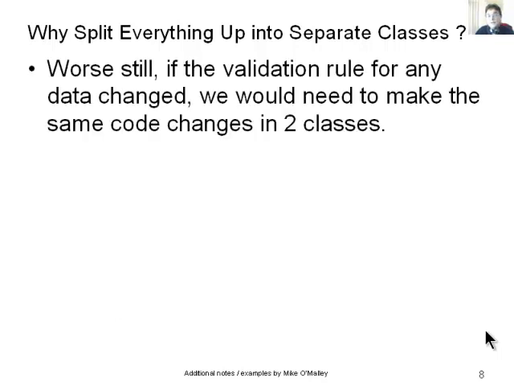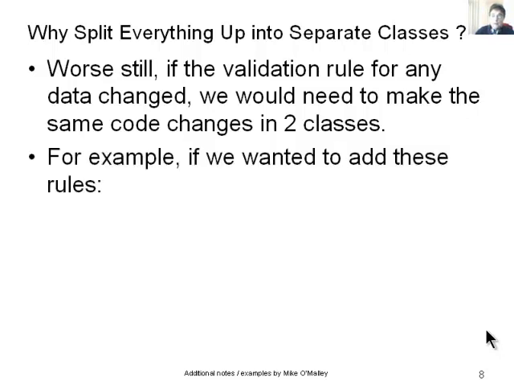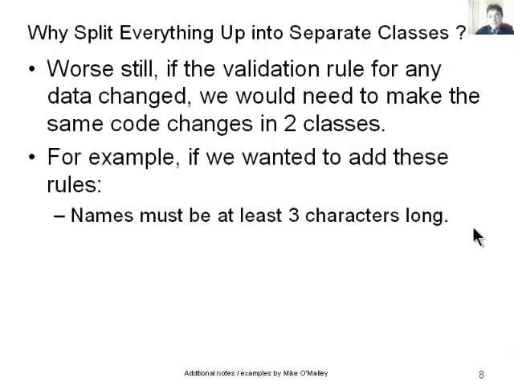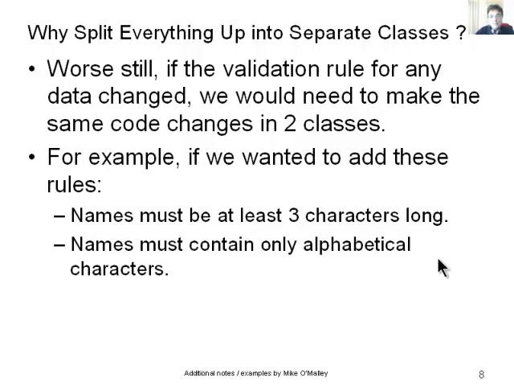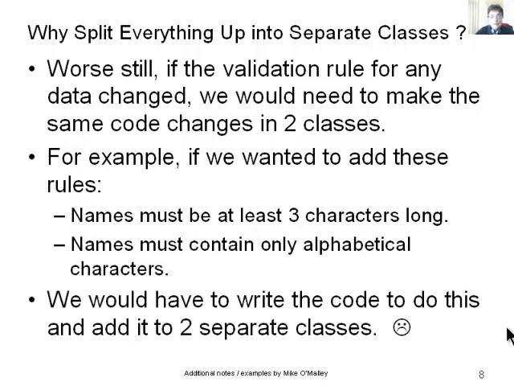Worse still, if the validation rule for any of the data changed, we would need to make the same change to the code in two classes. So one change could result in multiple changes to the code in multiple files. If we wanted to add these rules, the name must be at least 3 characters long, names must contain only alphabetical characters, and so on. There's many other rules we could add. We would have to write the code to do this and add it to 2 separate classes or 2 separate files. Okay, that's not good.